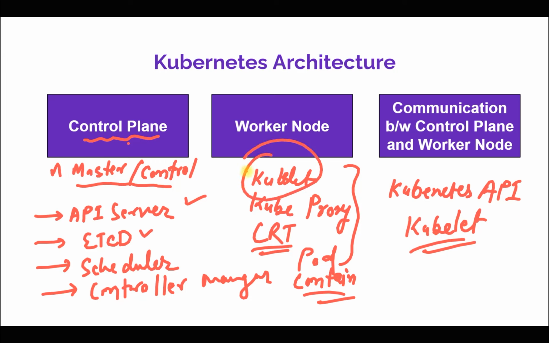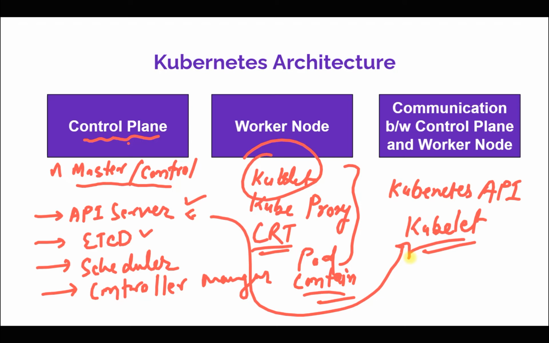You see here, this is the component which runs on the worker node, and it is responsible for managing the pods. Kubelet is an agent that runs on each worker node and is responsible for managing the pods on that particular node, and it also interacts with the API server. So these are the core components.